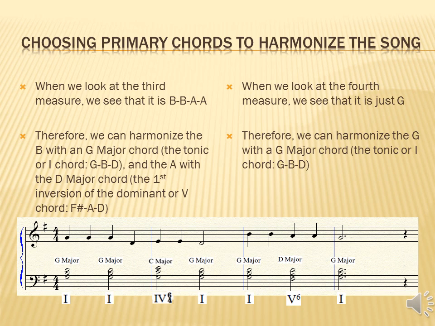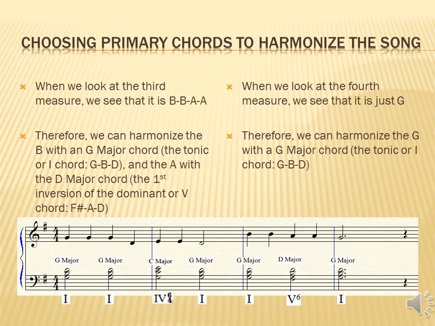When we look at the third measure, we see that it is B, B, A, A. Therefore, we can harmonize the B with the G major chord, the tonic or one chord, G, B, D. And the A with the D major chord, the first inversion of the dominant or 5 chord, F sharp, A, D.